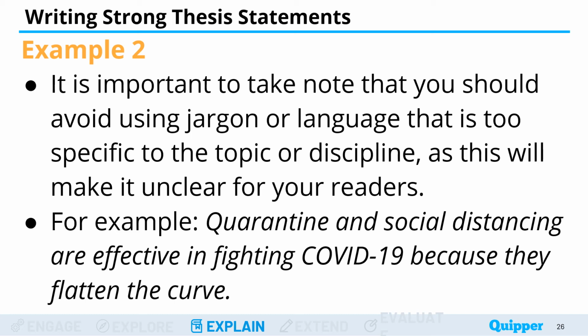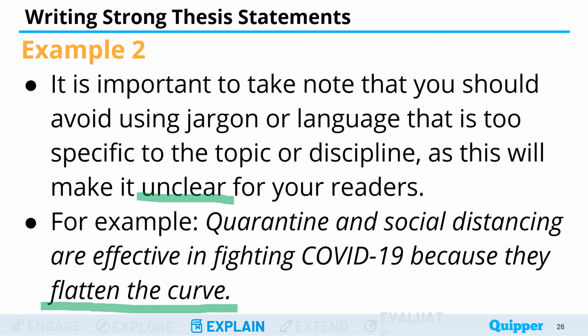Example number 2. It is important to take note that you should avoid using jargon. What is jargon? A language that is too specific to the topic or discipline, as this will make it unclear for your readers. For example, quarantine and social distancing are effective in fighting COVID-19 because they flatten the curve. Are you familiar with the phrase flatten the curve? Because it creates an unclear idea for the readers.